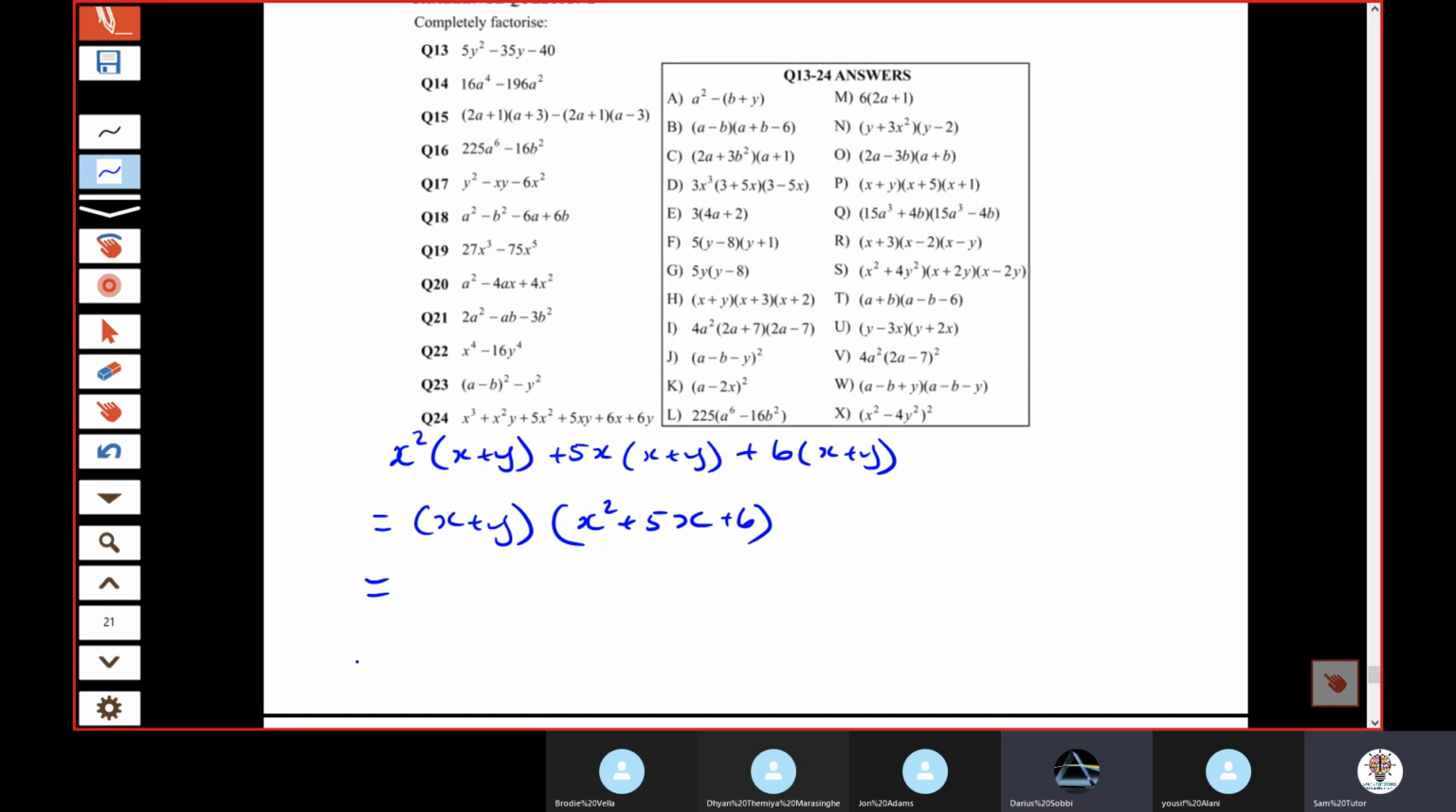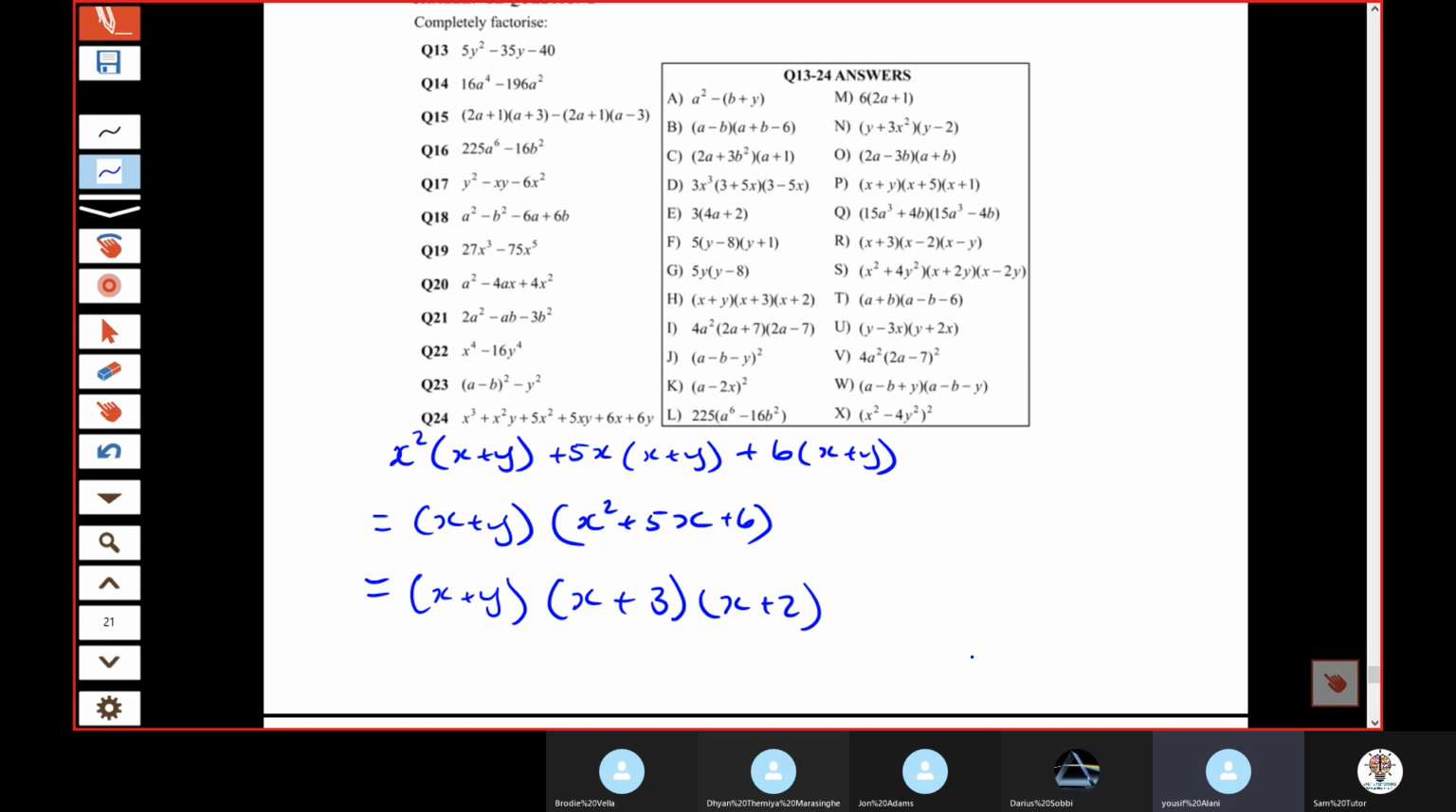Oh wait, I know. It's monic quadratic. Look, this thing here, you can factorize it again. That's the answer. Yusuf, does that make sense?